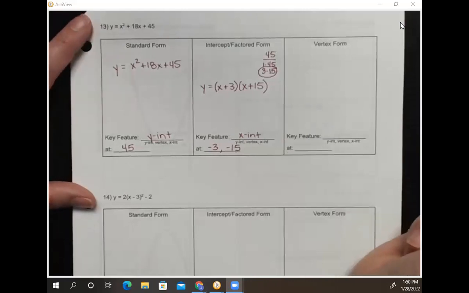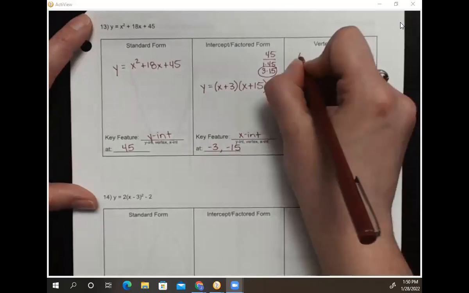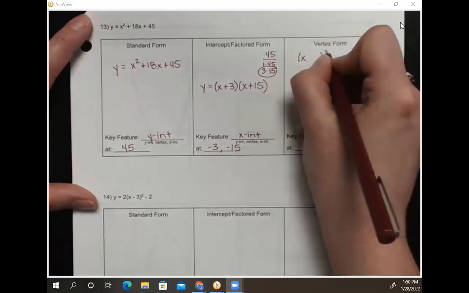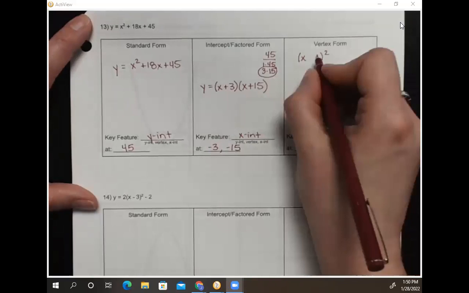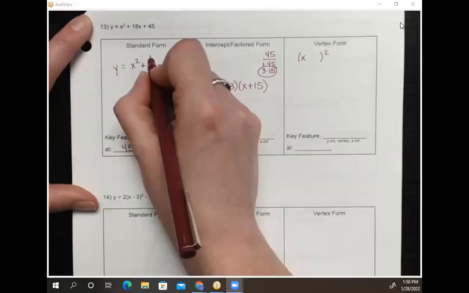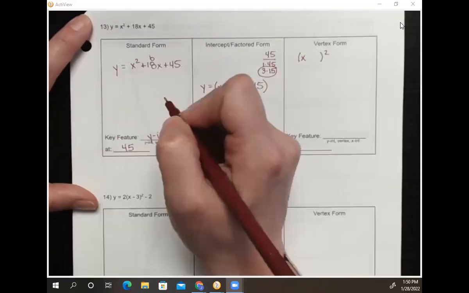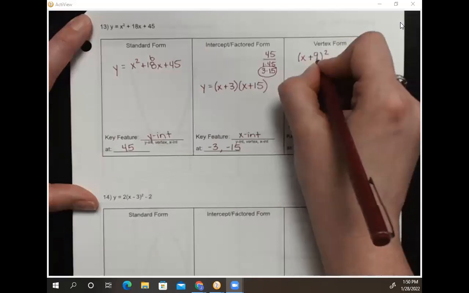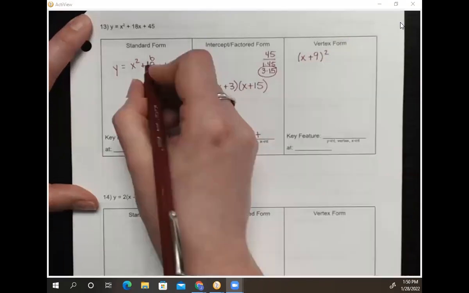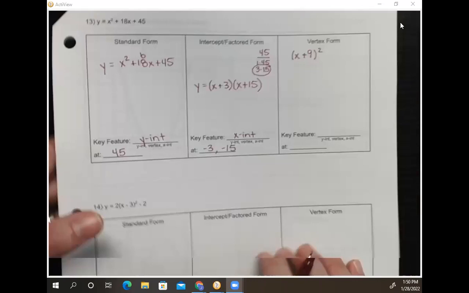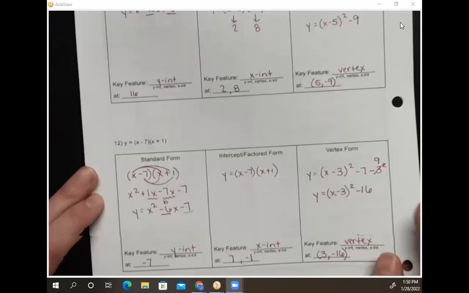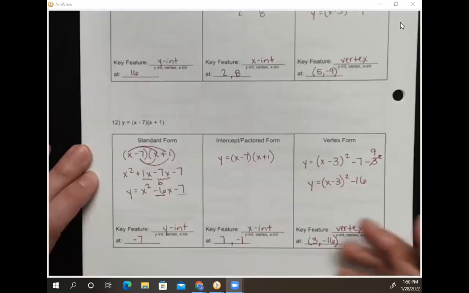And then finally, vertex form. So I know vertex form is x in parentheses with something squared. The something with x is, again, that b value cut in half. So 18 cut in half is 9. It's plus 9 here because we have a positive 18. If we flip back to our last examples, we had minus because we were cutting a negative number in half.